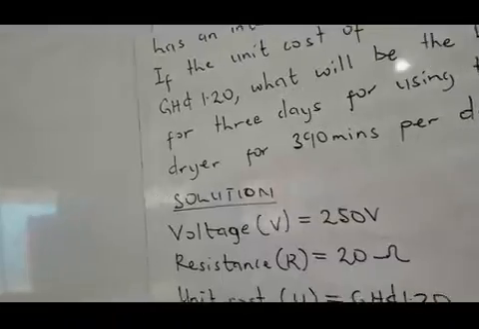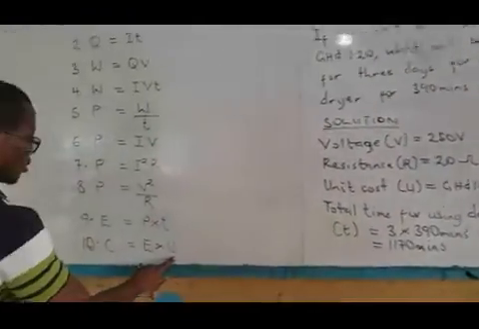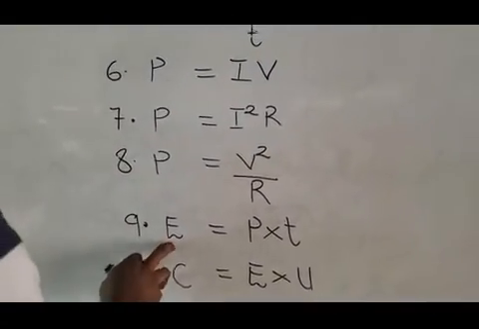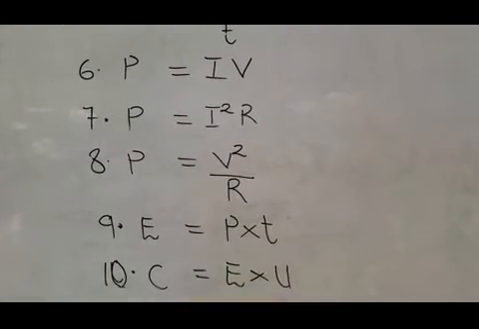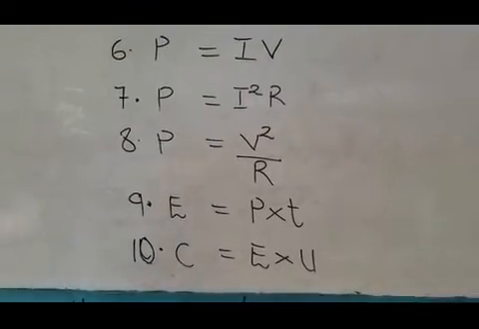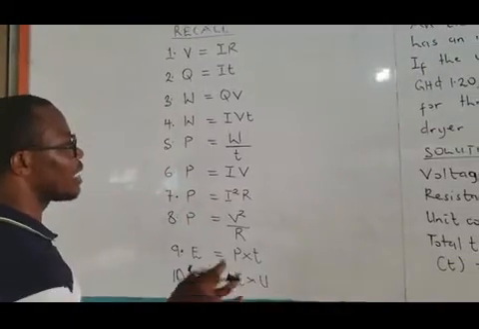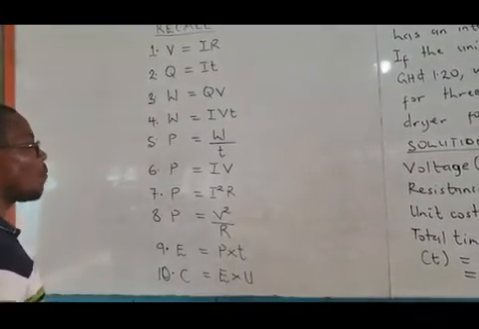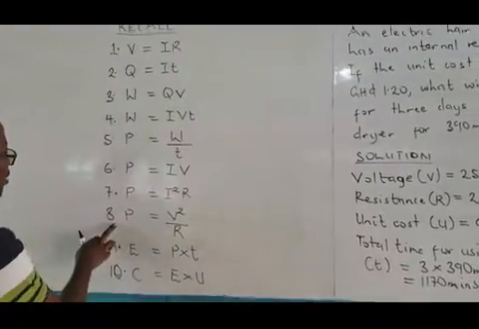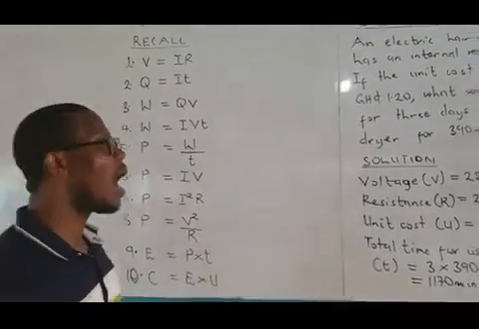In solving this stepwise, we are looking for total cost, which involves the energy and the unit cost. So before we calculate for total cost, you need the energy. We also know that to calculate for energy, you need the power. So first of all, we're going to look for power. After getting power, we look for the energy, and then we can calculate for the total cost, just like in the previous question. From the question, we have the voltage and the resistance, so we use the equation that connects the power, the voltage, and the resistance. That's equation 8. So using equation 8, we look for the power.